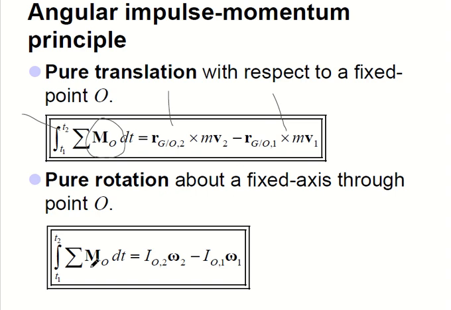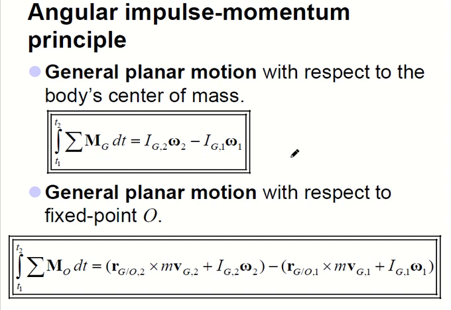Next, pure rotation about the fixed axis through point O. We can write it the same way, just abbreviating the whole thing by using the mass moment of inertia and the angular velocity. All right, so general planar motion with respect to the body center of mass.